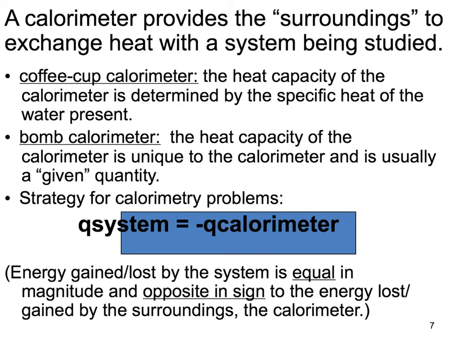One thing to keep in mind, and it's very important and can be a bit confusing for students, is that the energy of the calorimeter is equal in magnitude but opposite of the energy of the system, because if the system's giving off heat, then the calorimeter is actually absorbing that heat. If the system is absorbing heat, it's absorbing the heat from the calorimeter. So we have to make sure that the sign is opposite of what it is for the system.